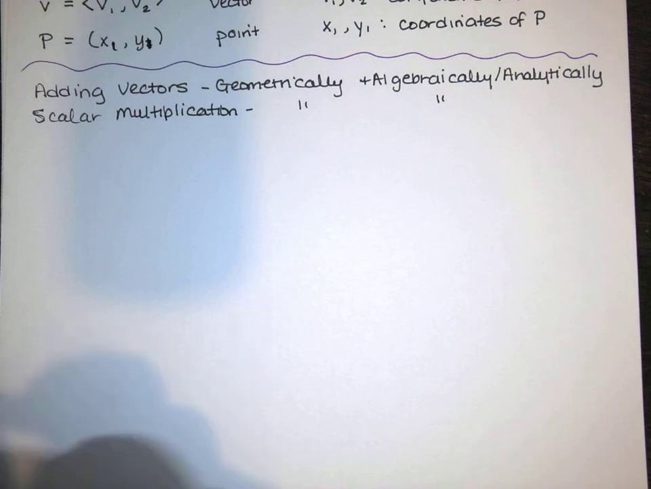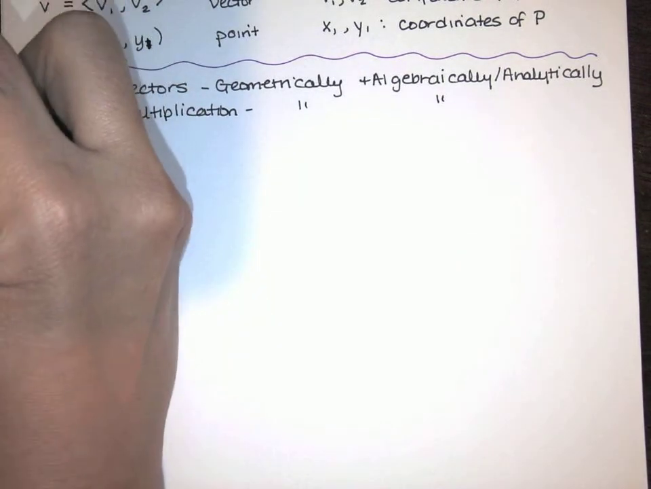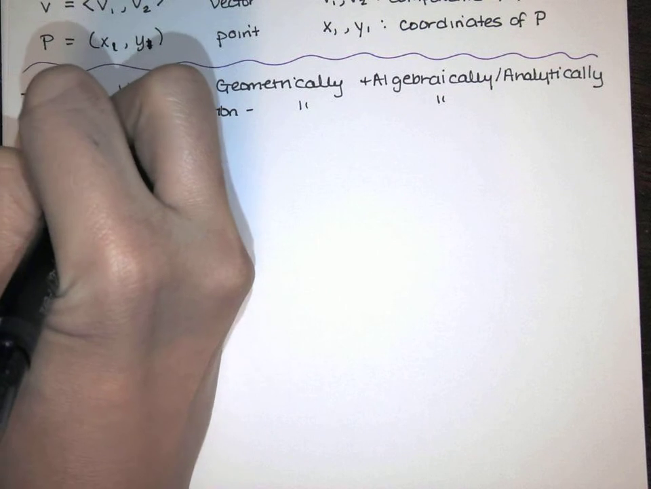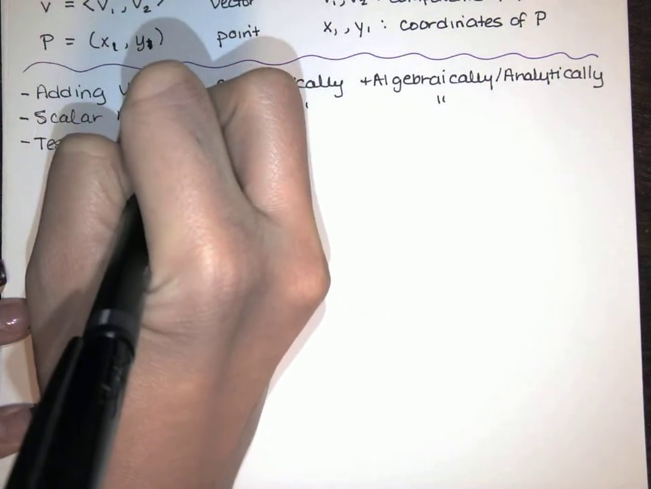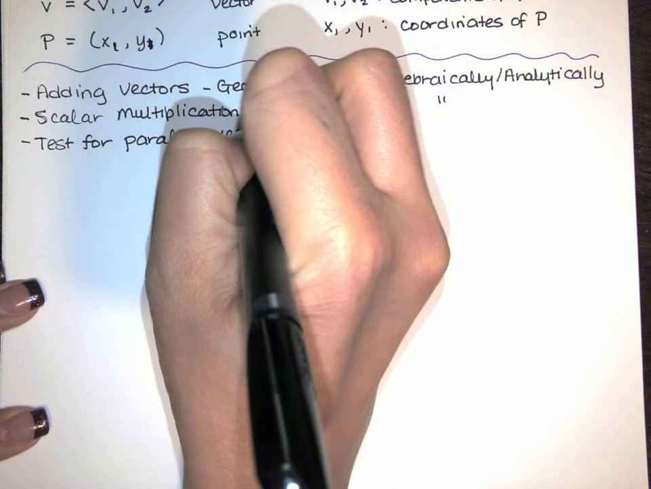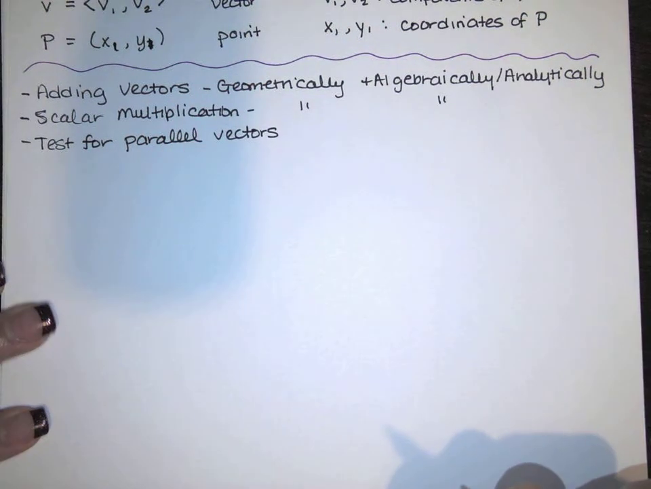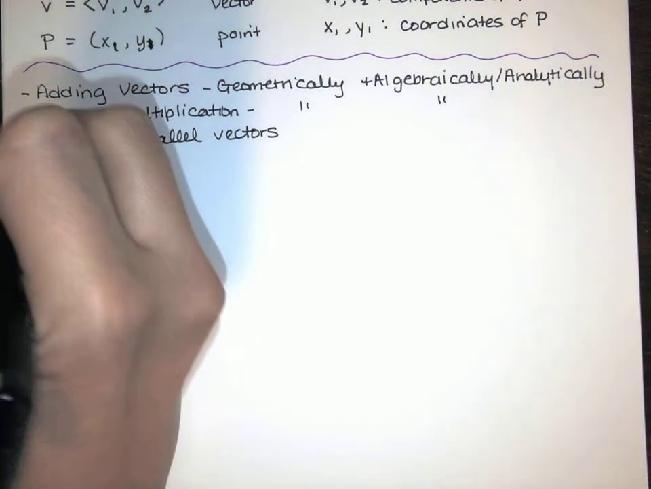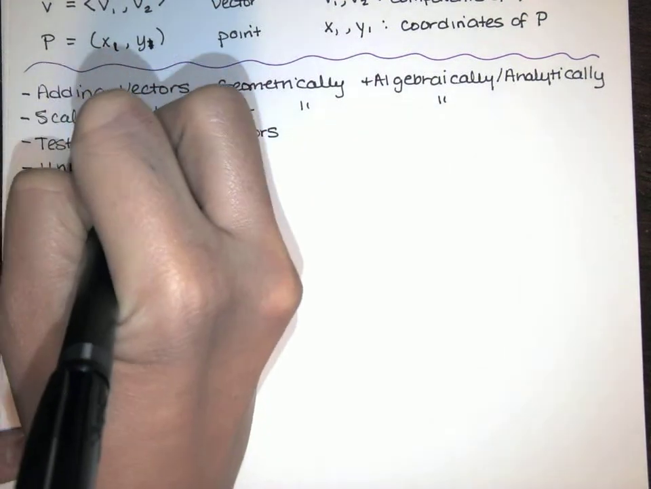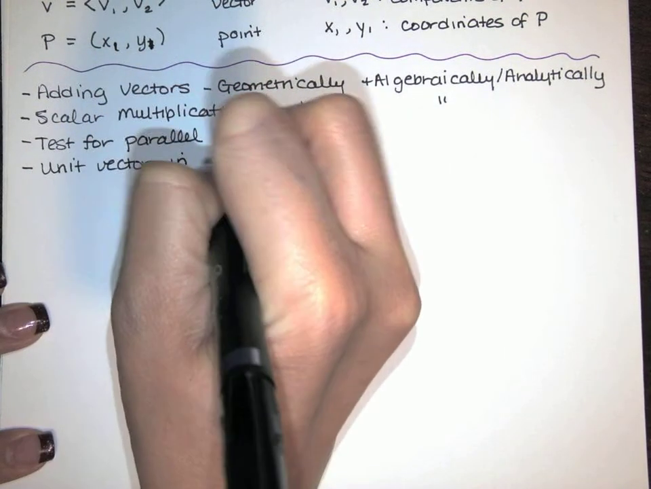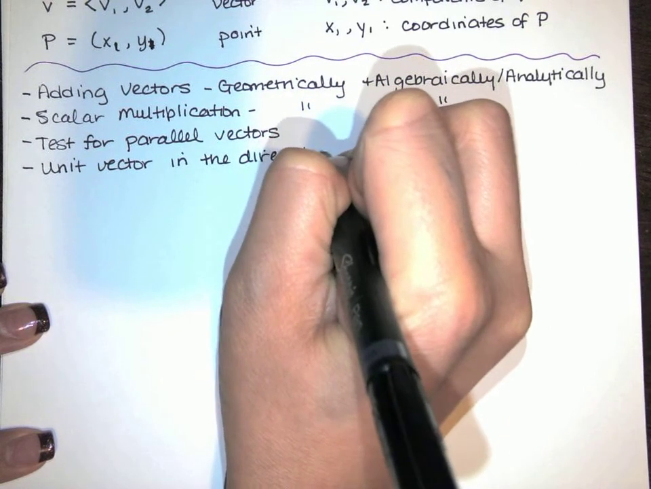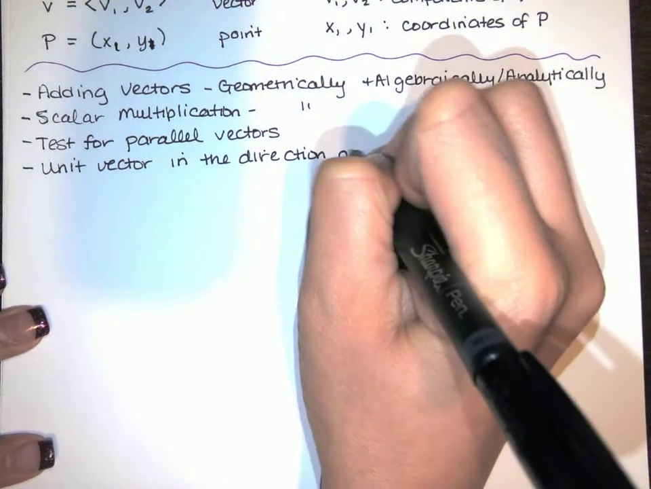Also come up with a test for parallel vectors. We want to determine if two vectors are parallel. We'll be able to do this. And we want to find a unit vector in the direction of a given vector, which is very important in applications.